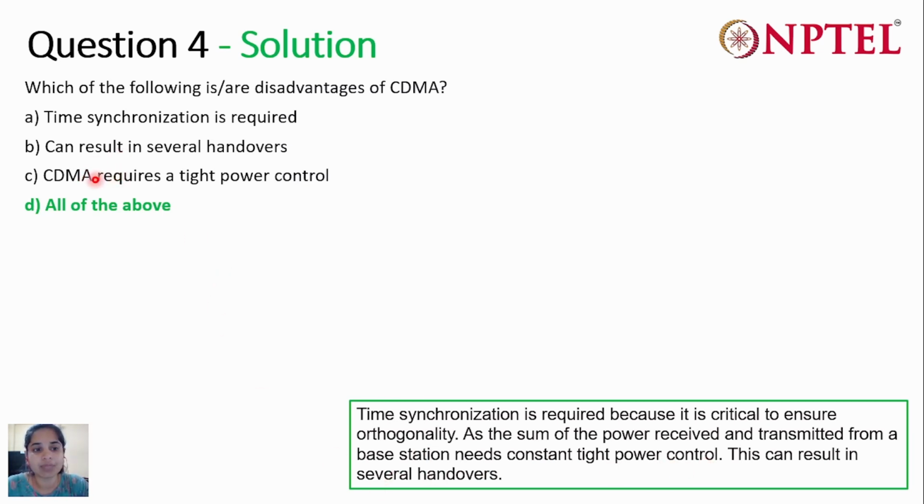So we saw that to avoid the near-far problem, we need tight power control for CDMA to perform well. When you need tight power control, obviously you're going to end up handing over, resulting in several handovers. So all three are disadvantages of a CDMA system.